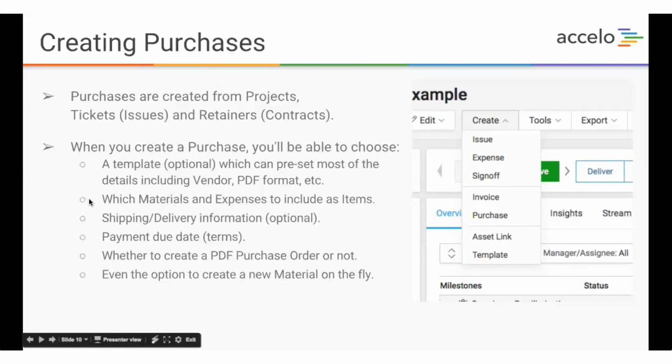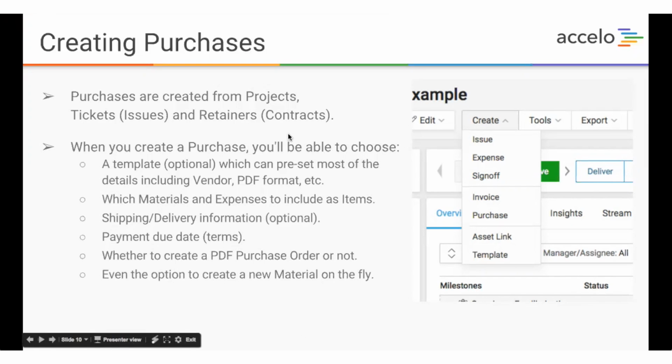You'll be able to choose which expenses and materials to include as items on the purchase. You'll be able to show shipping and delivery information optionally. You'll be able to show payment terms. You'll be able to show whether or not to create a PDF, and you'll also have the option to create materials on the fly.